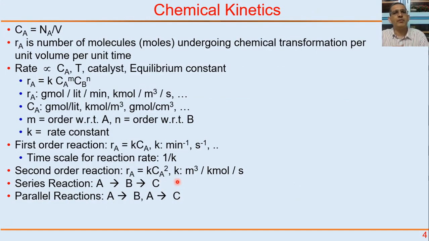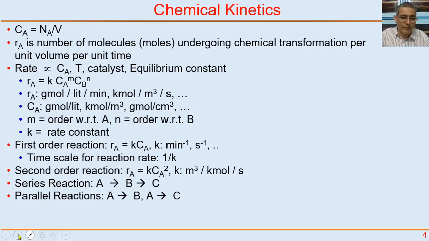Here are some of the concepts that you have studied. First of all, concentration means number of molecules. Say concentration of A is number of molecules per unit volume. And rate of reaction of A is the number of molecules or moles, if you like, undergoing chemical transformation per unit volume per unit time.